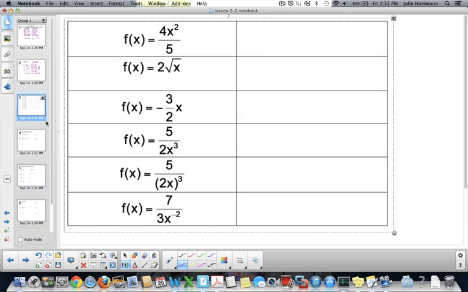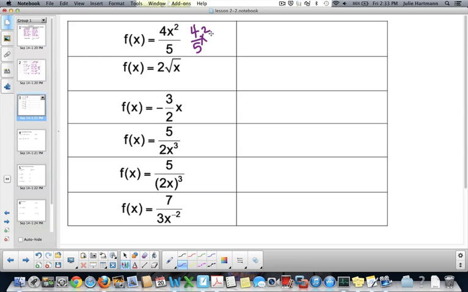Hope so. Alright, so this one, you can look at it as 4/5 x squared. Bring down the 2. 2 times 4/5 is 8/5, and then it'll be x, 2 minus 1 is just x to the first. So that's f prime equals 8/5 x. Alright, 2 root x, so that would be 2x to the 1/2. So f prime, 1/2 times 2 is 1, x, and then 1/2 minus 1 is negative 1/2. So it'll be 1 over the square root of x. And it's fine, just leave it like that.